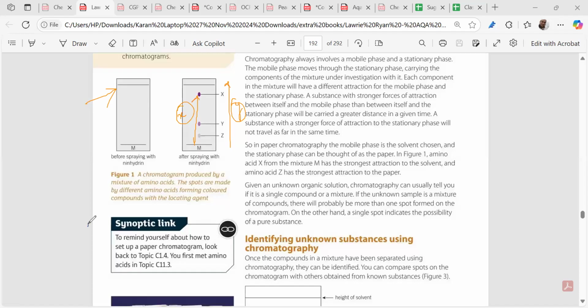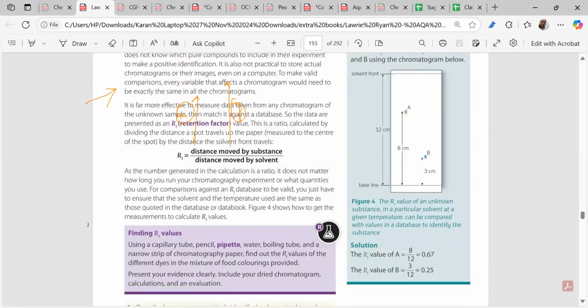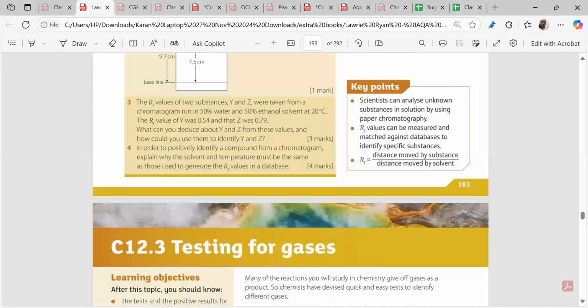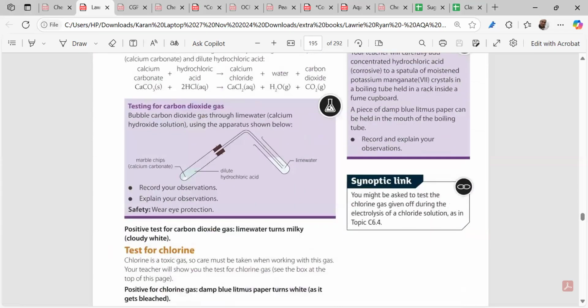So there's an Rf value. The Rf value will typically tell you what amino acid is there, right? What exactly? Because the Rf value will be constant for a particular substance. Now my next prediction is that this carbon dioxide test will definitely be there.